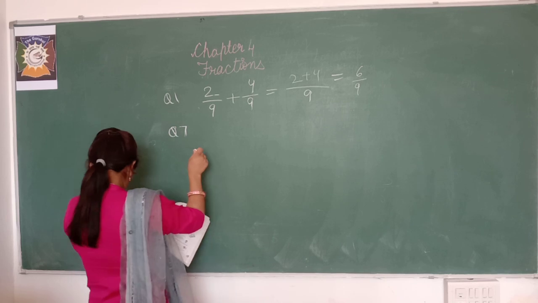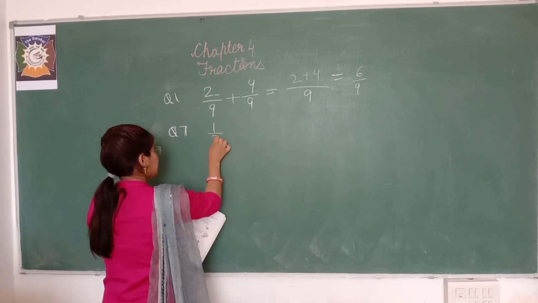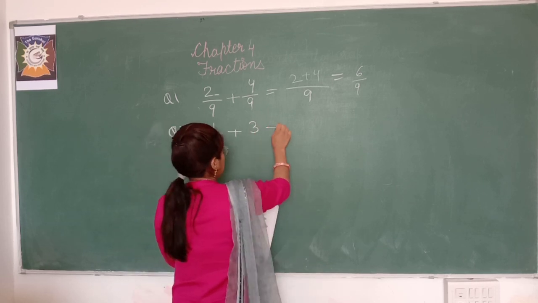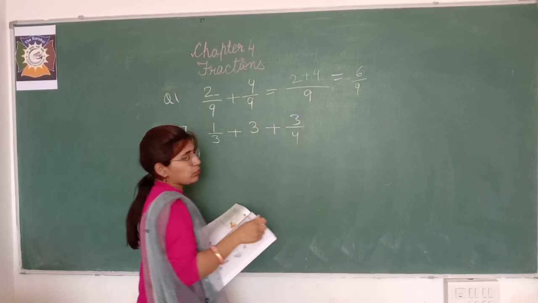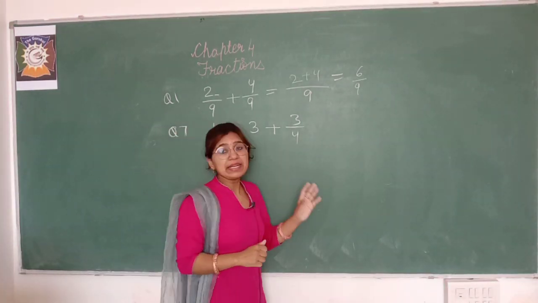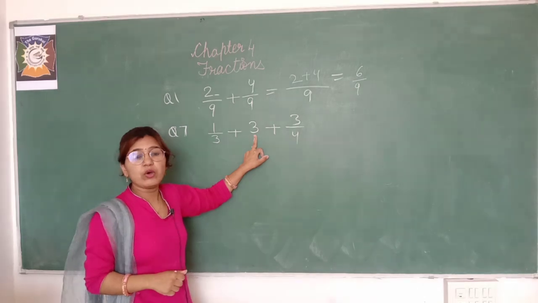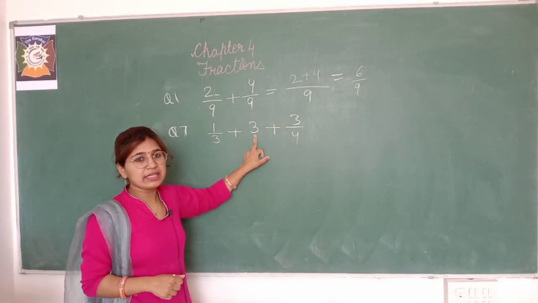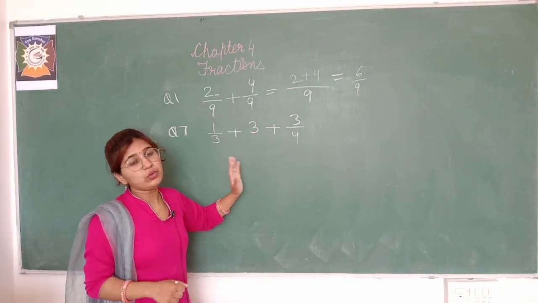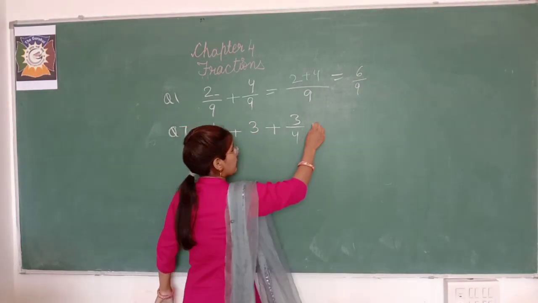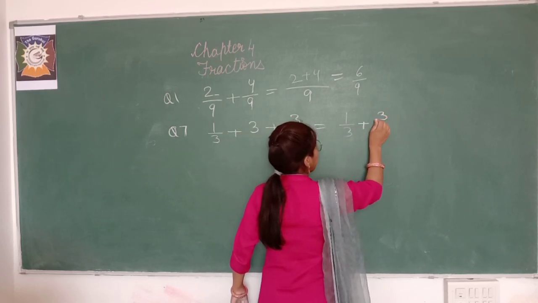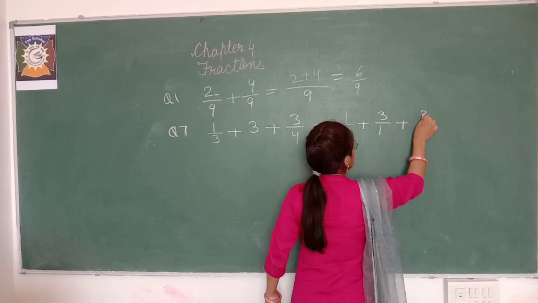In question number 7, what is given? 1 by 3 plus 3 plus 3 by 4 is given to you. बच्चे, see, हमने फ्रैक्शंस को ऐड करना सीखा है बट 3 इज़ ए होल नंबर. 3 हमारा फ्रैक्शन नहीं है, ये क्या है, होल नंबर. सो फर्स्ट वी विल कन्वर्ट द होल नंबर इनटू फ्रैक्शनल नंबर. सी बच्चे, इट विल बिकम 1 by 3 प्लस 3 by 1 प्लस 3 by 4.